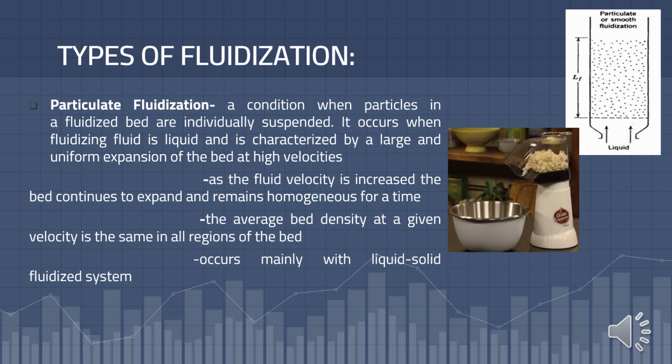Types of fluidization. There are two types of fluidization, and the behavior varies depending on the fluidizing medium used. If liquid enters at high velocities, the particles expand in such a way that the interparticle distance is uniform. As seen in the figure, the bed is homogeneous and the average bed density is the same in all regions. This is called particulate fluidization. This mainly occurs with liquid-solid fluidized systems.